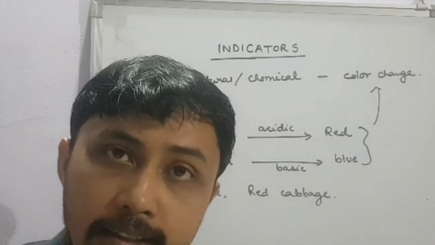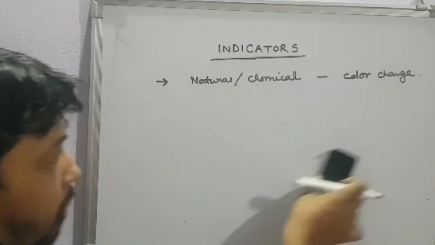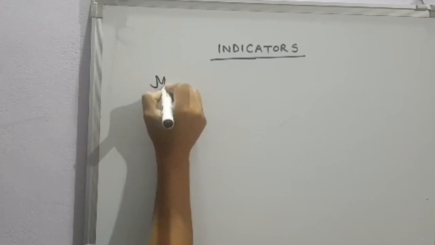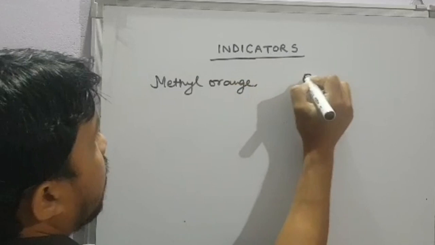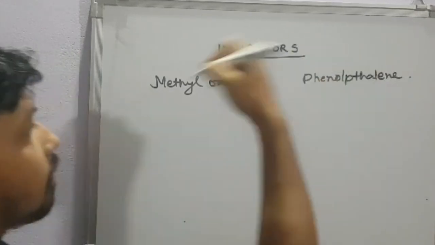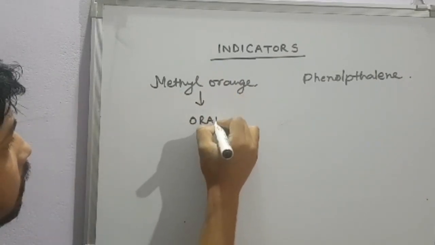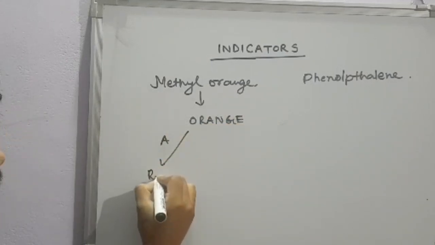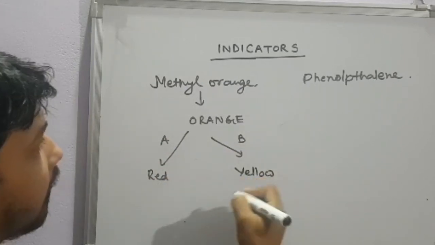Now what scientists have done, they have prepared some chemical indicators in the laboratories for practical purposes, and two very common, very popular ones are methyl orange and phenolphthalein. Methyl orange, as you can see in the name, is originally orange, but in acidic condition it turns into red, and in basic condition it turns into yellow. So what is happening? Again, color change.